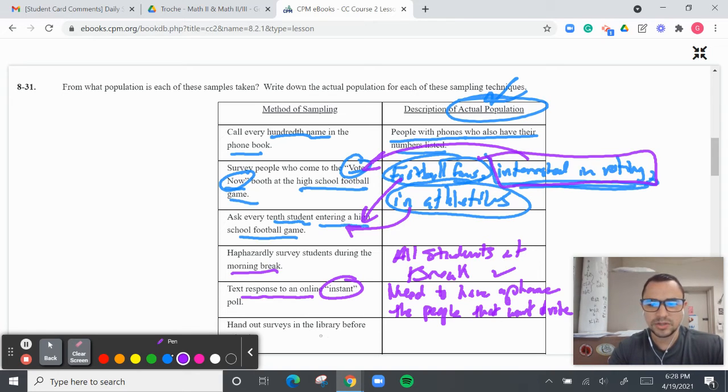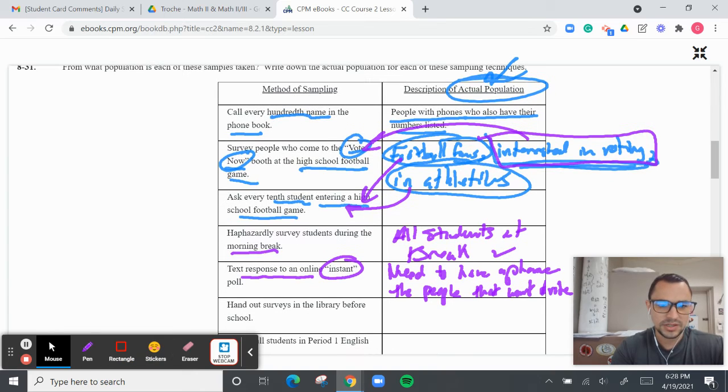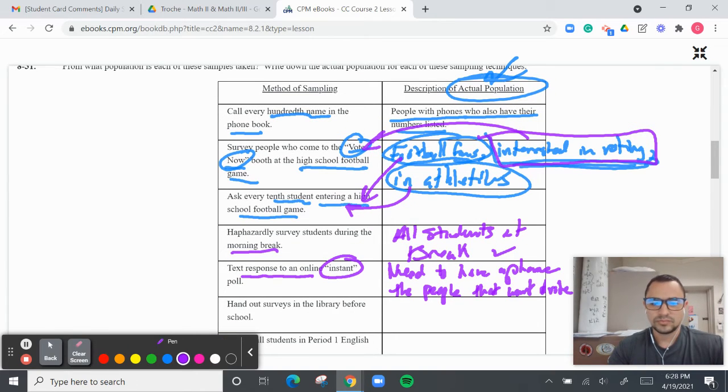Hand out surveys in the library before school. Well, you can do that, but not everyone's going to be in the library. Again, people that are in the library are people that are interested in educating, reading and learning, so it's going to be a specific audience. So it's a specific audience, not all students.